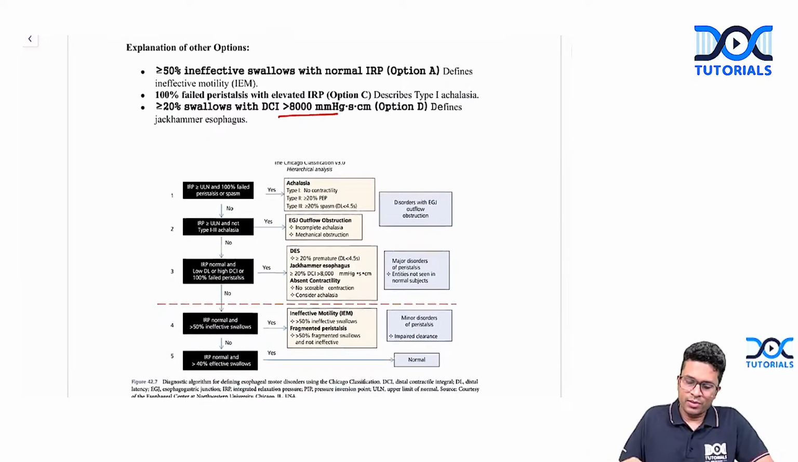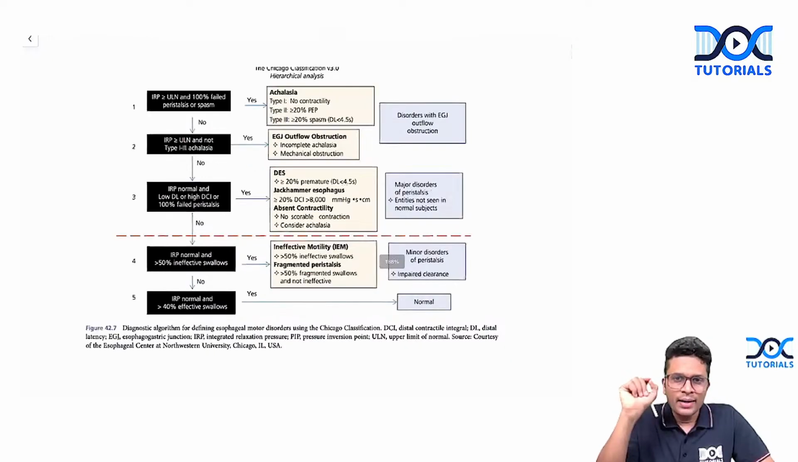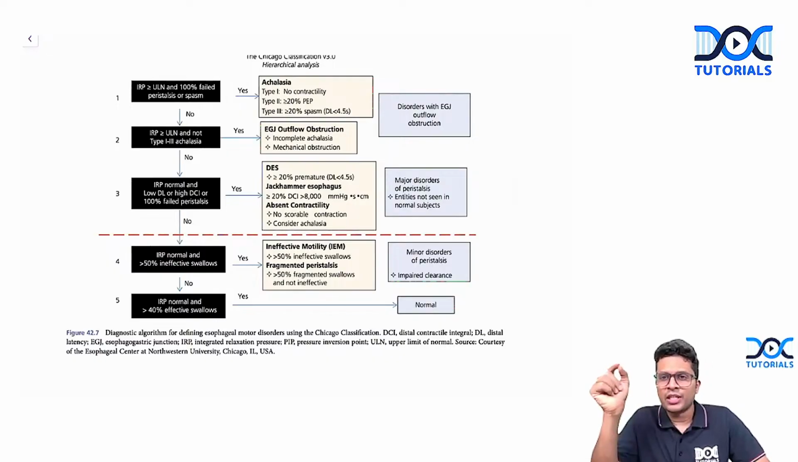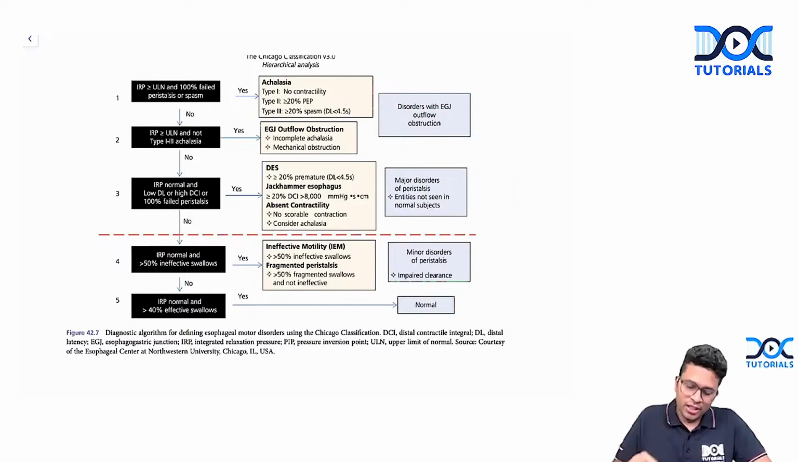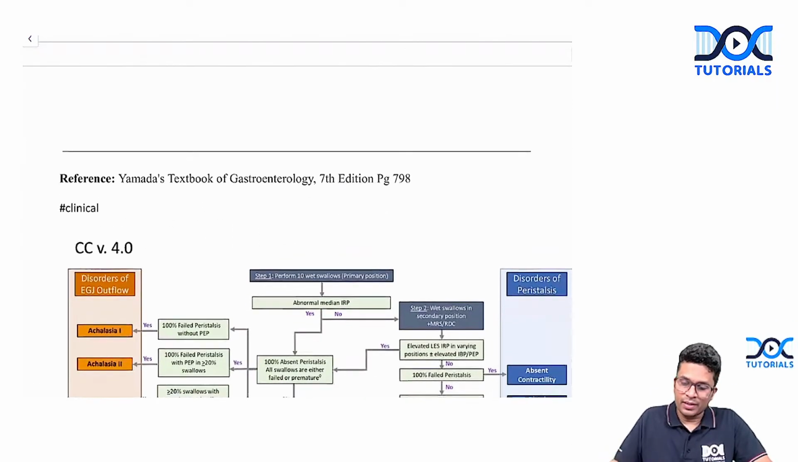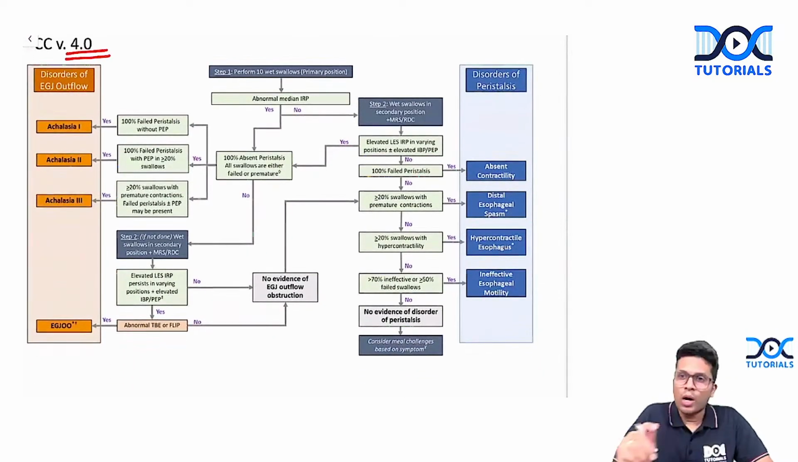Now, this is a famous picture which you guys should definitely know to understand the different major disorders of esophageal motility as per Chicago classification. But what you all have to remember is recently version 3 has been changed to version 4, which could be the next question that could be expected. So it is slightly modified. So version 4 is the new one.